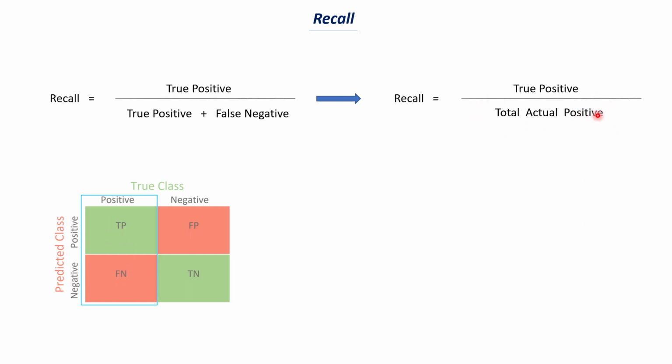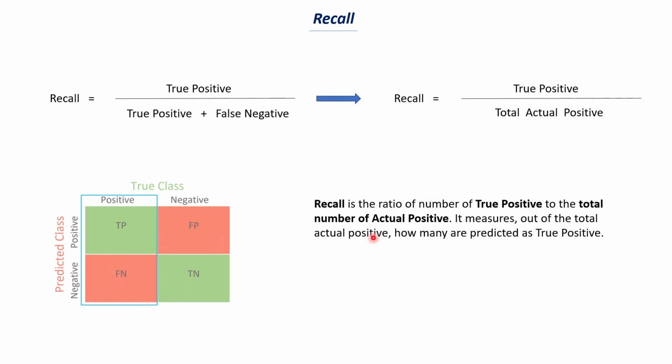You can think of total actual positives as the total number of people in real life who have a COVID-19 infection, but in this case the model is predicting wrongly. You can understand recall as the ratio of the number of true positives to the total number of actual positives. So it measures, out of the total actual positives, how many are predicted as true positives.